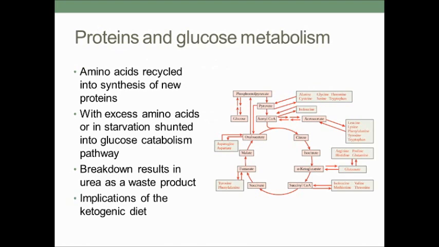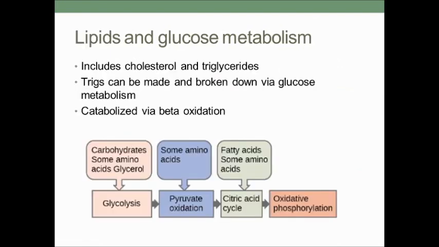Amino acids can also be recycled into the synthesis of new proteins, and they can also be shunted into the glucose catabolism pathway when your body is in ketosis, which is a state of pseudo-starvation. The breakdown results in urea as a waste product, and this is what the body does during a ketogenic diet. You're in a state of ketosis and using these amino acids as fuel. Lipids such as cholesterol and triglycerides can be made and broken down via this glucose metabolism. They can be catabolized via beta oxidation into acetyl groups to form acetyl-CoA, which can contribute to the TCA cycle.